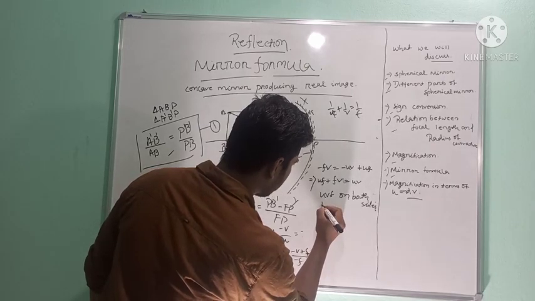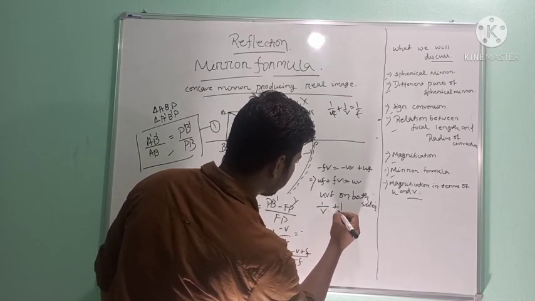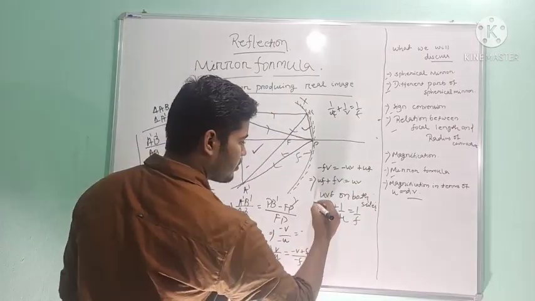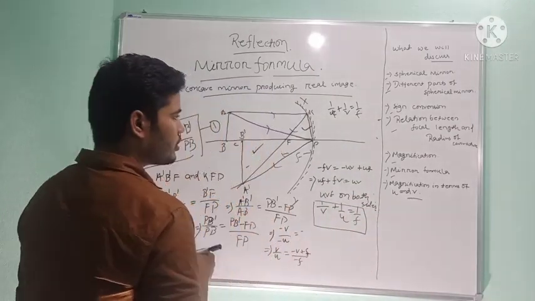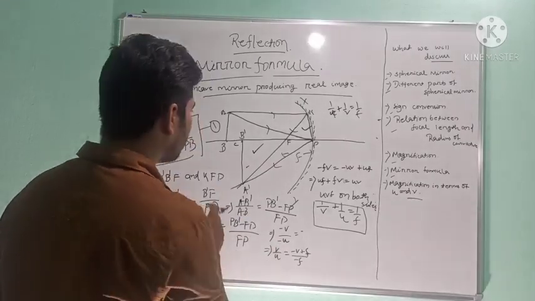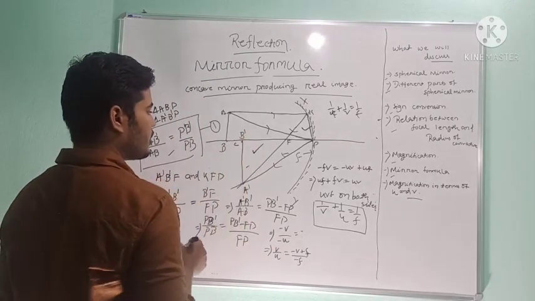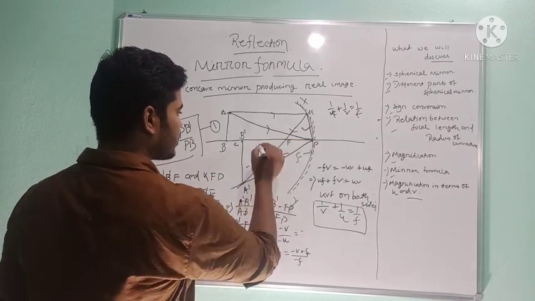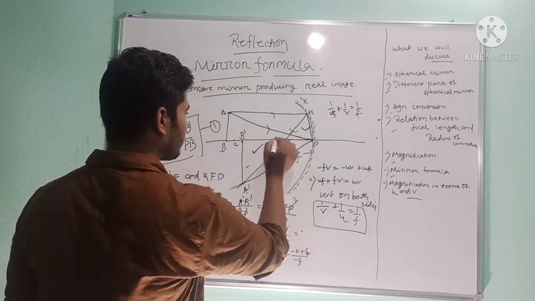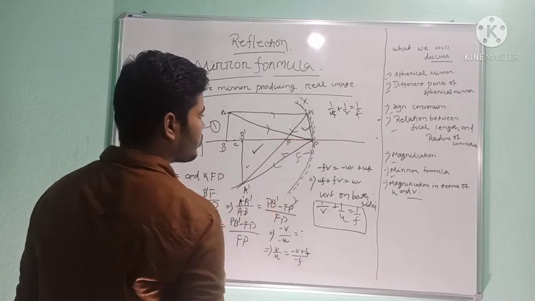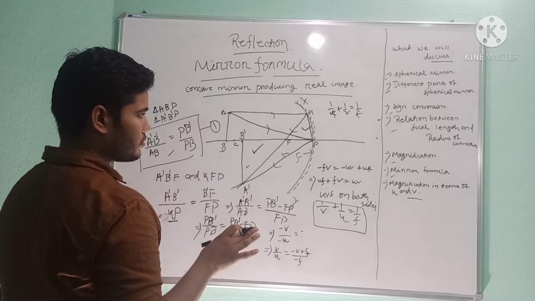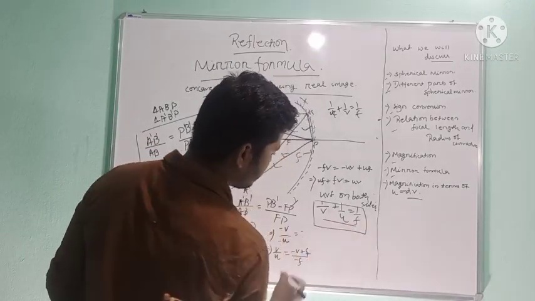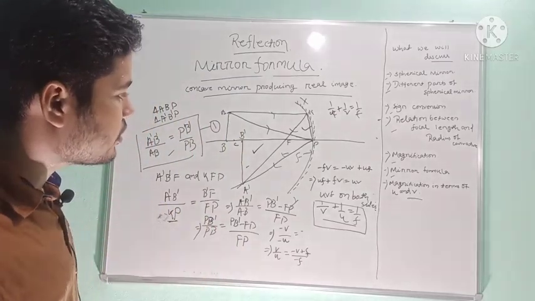So you will get 1/v + 1/u = 1/f. This is our mirror formula. In every case, whether the object is at the center of curvature, or at the focus, or between the center of curvature and focus, or between focus and pole, wherever the object is, you can find the similar mirror formula. This is universal.